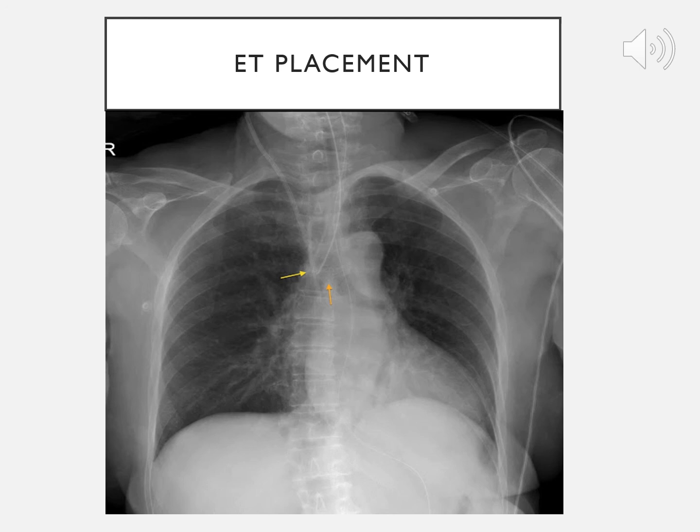And then this ET tube that the orange arrow is pointing to is down, entering into the right main stem bronchus a little bit. Not all the way down into it. It's a little bit above the carina, but you can see how you're going to hypoventilate that left lung, and this patient is not going to have a good outcome. So these are both incorrectly placed.